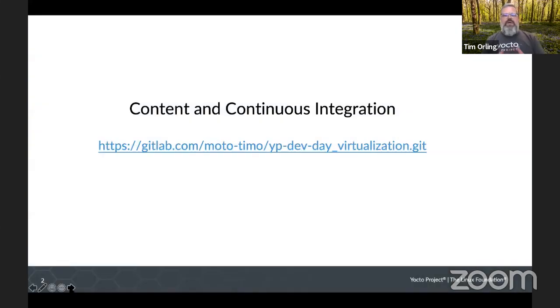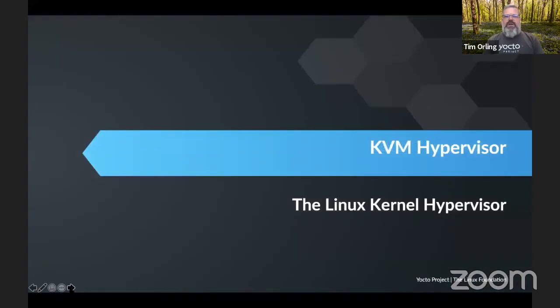Everything that I'm presenting here is actually up on this GitLab, and it's going through continuous integration. So there's a lot of stuff there. I'm using GitLab CI Runner with CROPS. If you are interested in that stuff, this is a good place to go look at a somewhat complicated setup. So I'm going to talk about the KVM hypervisor.